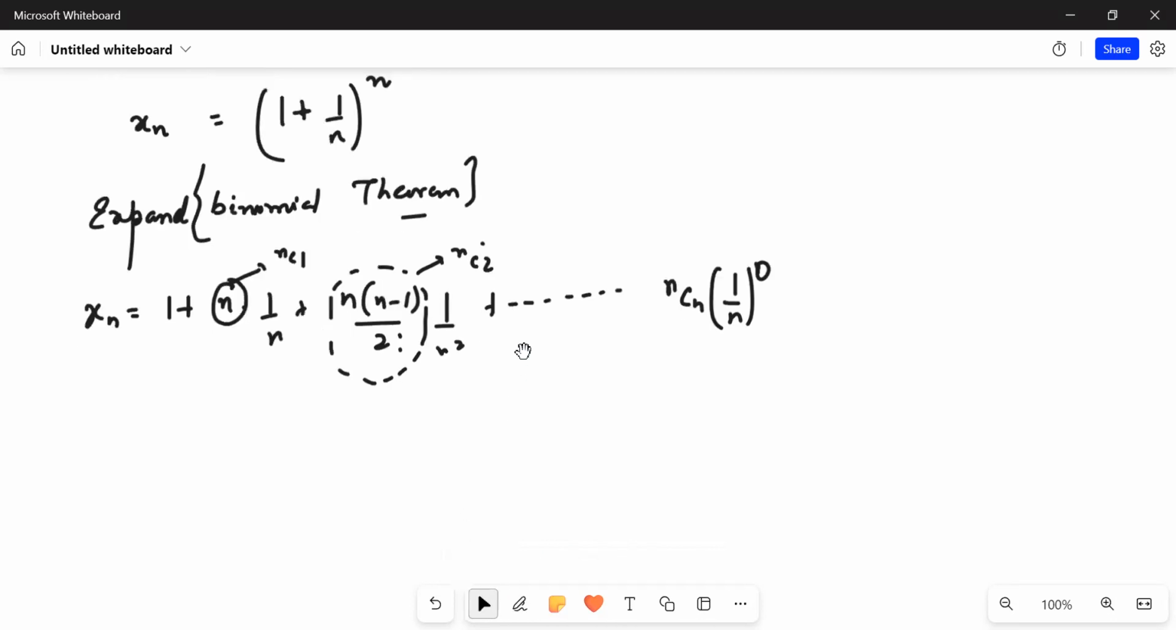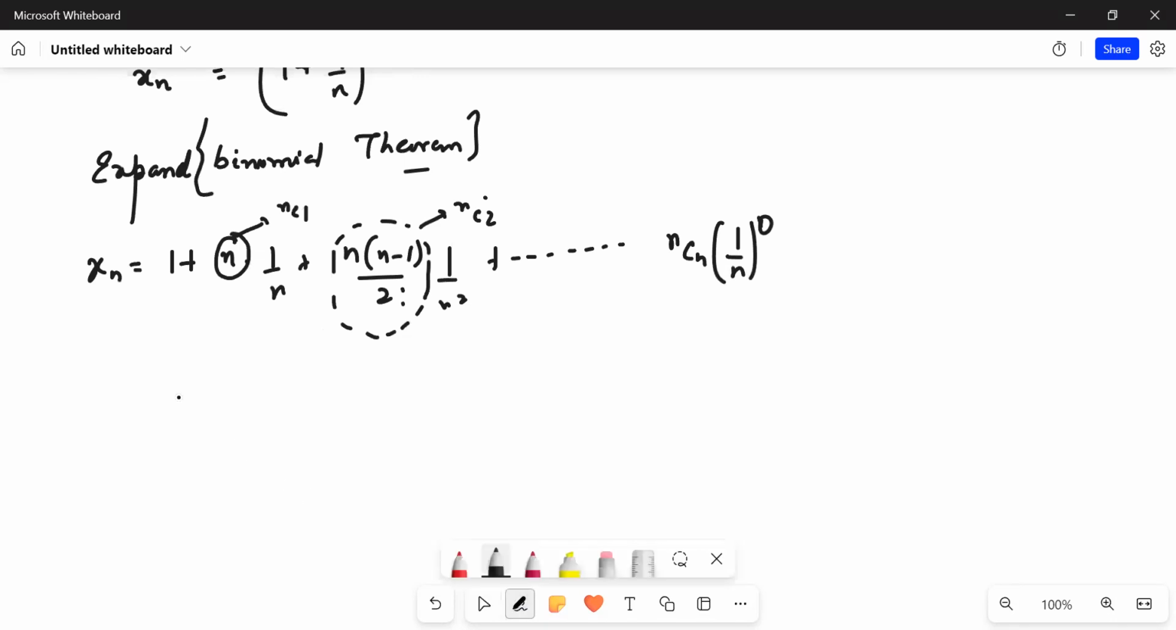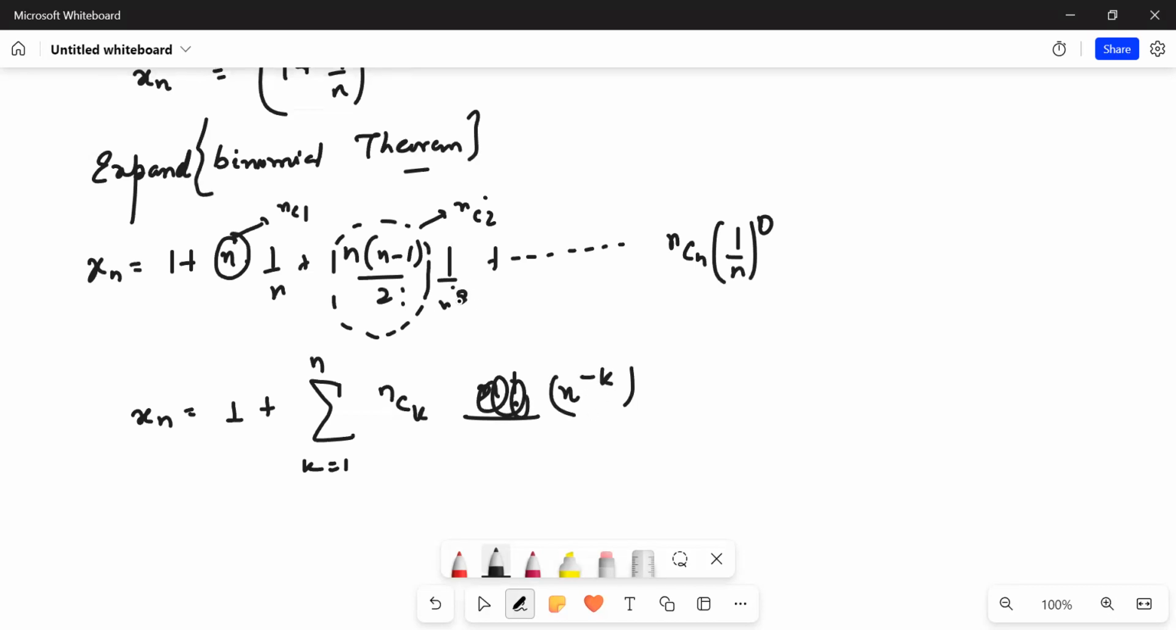So what I can do, I can write this xn simply as 1 plus summation k equals 1 to n, nCk, 1 upon n raised to power k. Instead of writing 1 upon n square and all those things, I've just written n raised to power minus k.